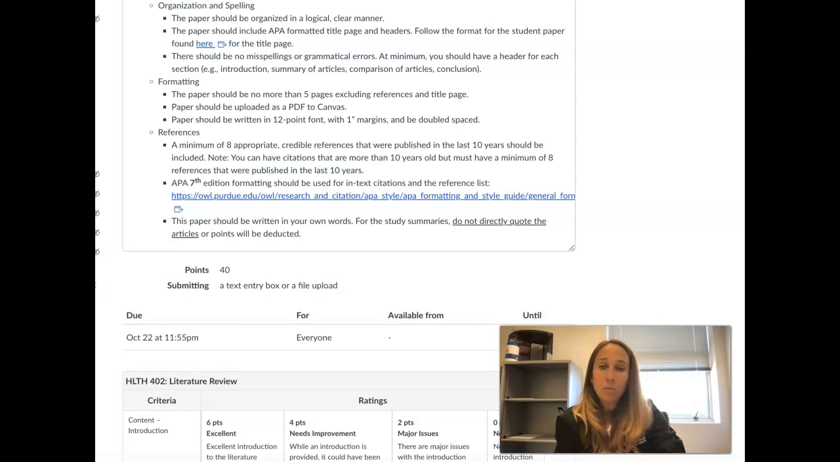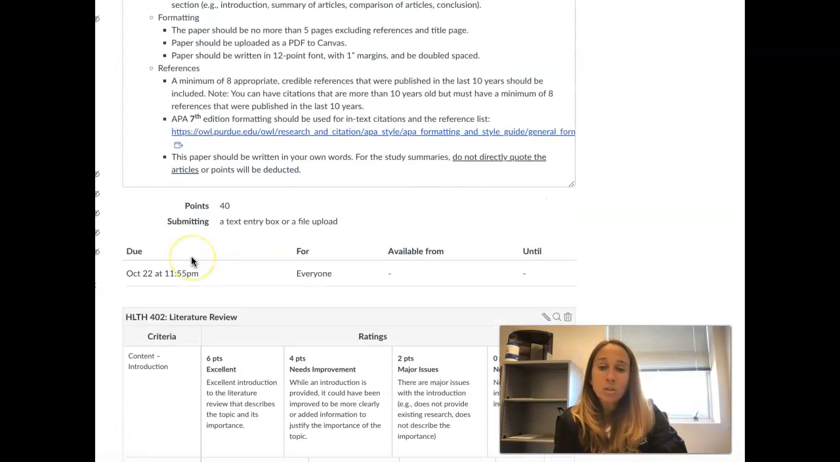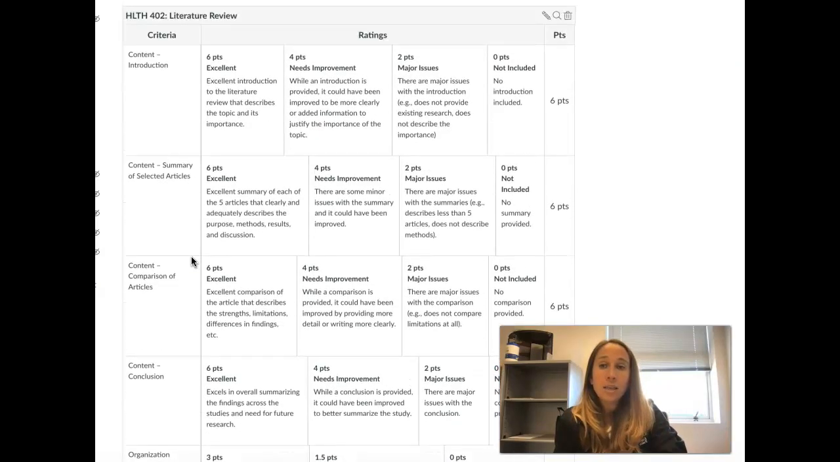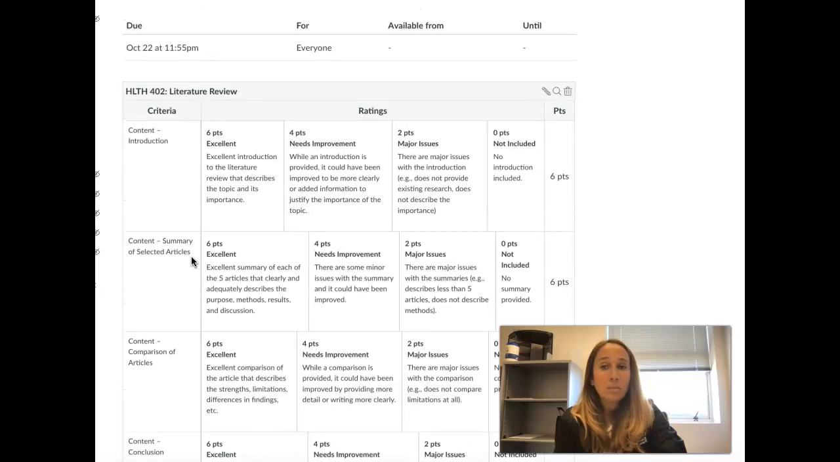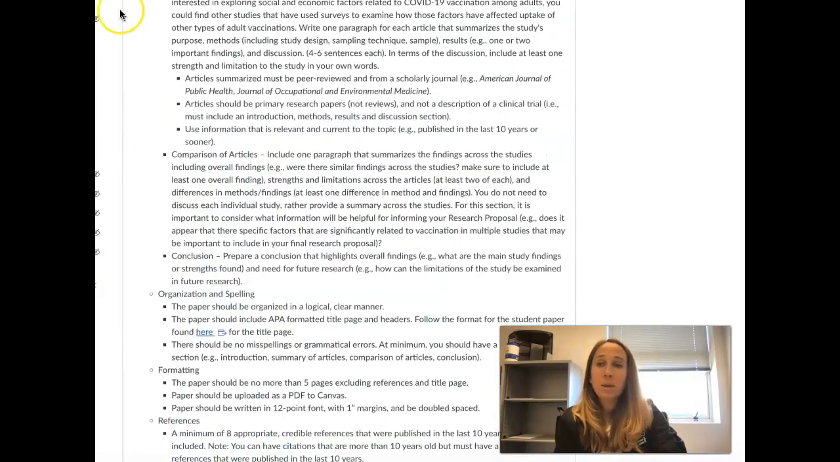Just send me an email and we'll find a time that works. I also encourage you to look at the rubric here for the literature review assignment. I will be using this when I grade your papers.